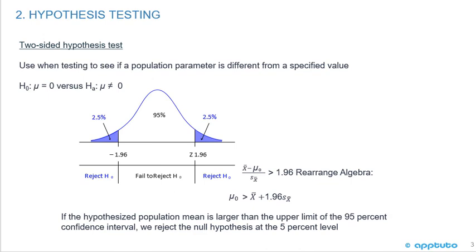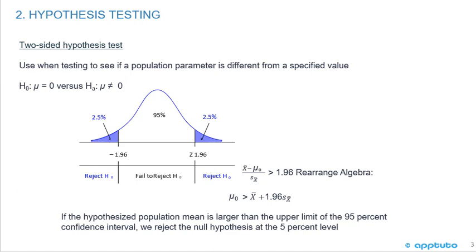Hypothesis testing. So we're going to look at a two-sided hypothesis test here. It's used when testing to see if a population parameter is different from a specified value. So here the hypothesis is that mu, or the mean, equals 0 versus the alternative hypothesis that it does not equal 0. Because it does not equal 0, it's a two-sided hypothesis. We're looking at both sides of the distribution, the two tails. It's a two-tailed test. So if we're looking at a 95% confidence interval, we would have 2.5% on either side.